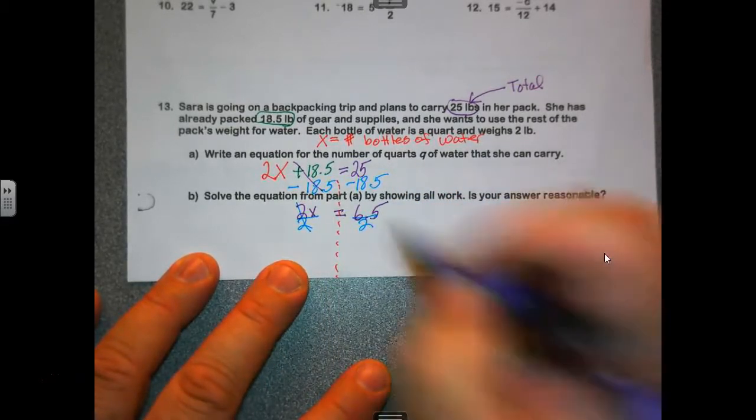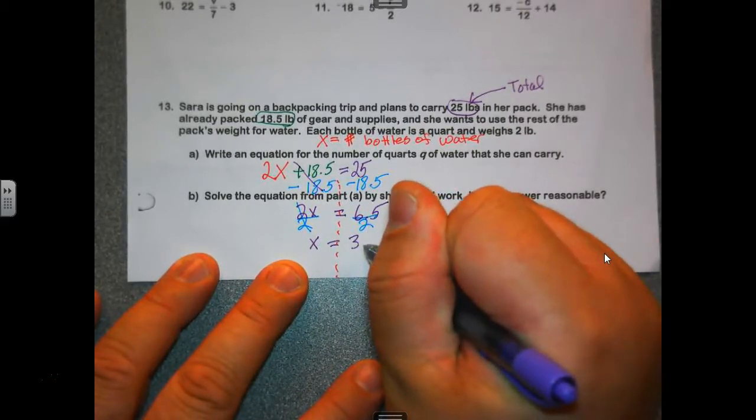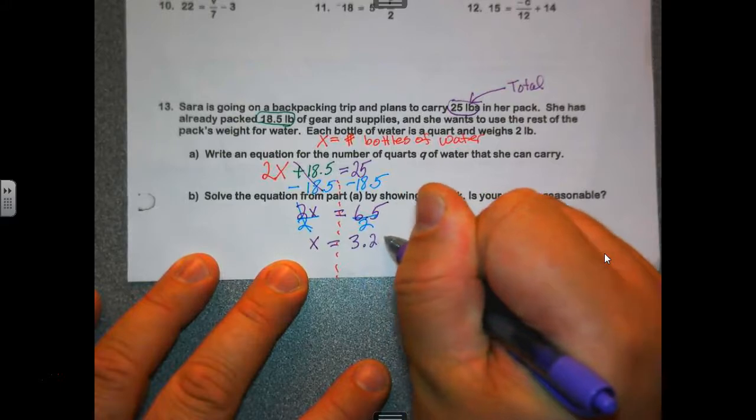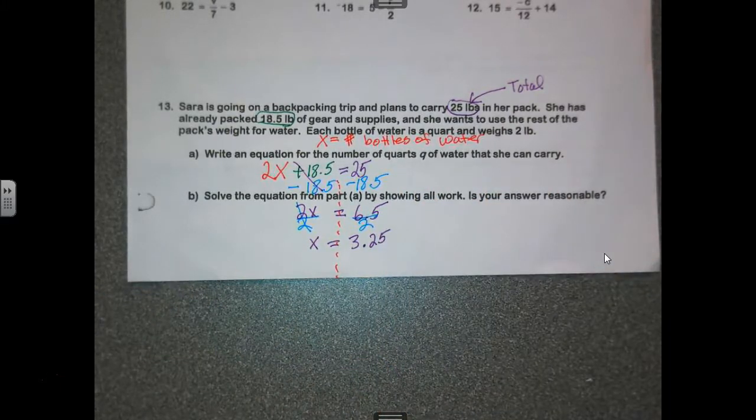How many bottles is she going to be able to bring? How about 3.25? 3 1/4. As a real life problem, it would be 3 bottles. But you can't really bring... Just fill up one bottle a little overflowing. Carry the rest in.